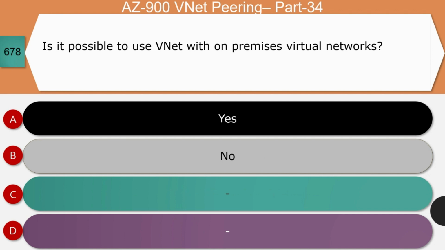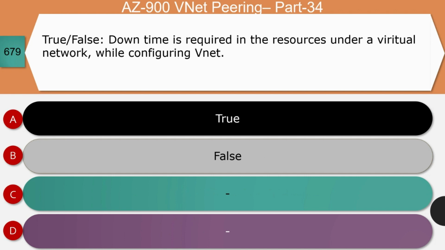Next question, is it possible to use VNet with an on-premises virtual network? Is it yes or no? The right answer for this question is yes. Let's see the reason. It is possible to use Azure Virtual Network with an on-premises network through a technology called VPN gateway. VPN gateway allows you to create a secure encrypted connection between your on-premises infrastructure and your Azure VNet. And so option A is the correct answer.